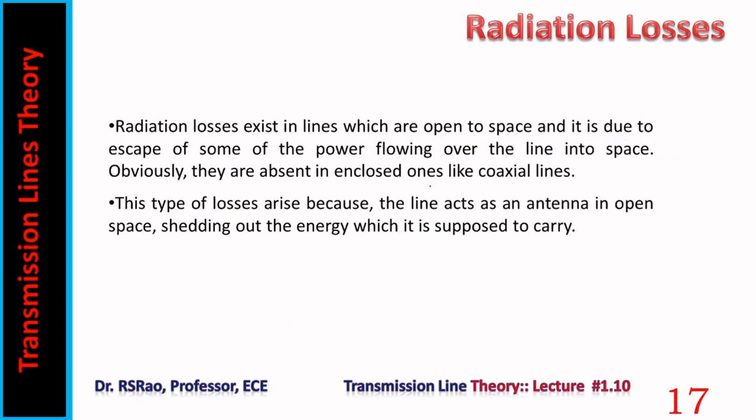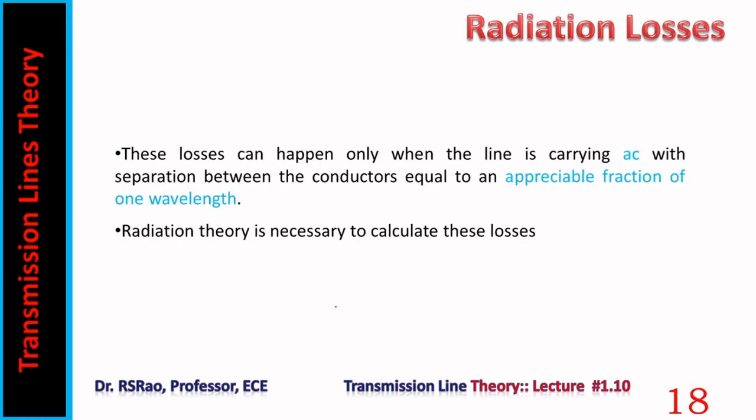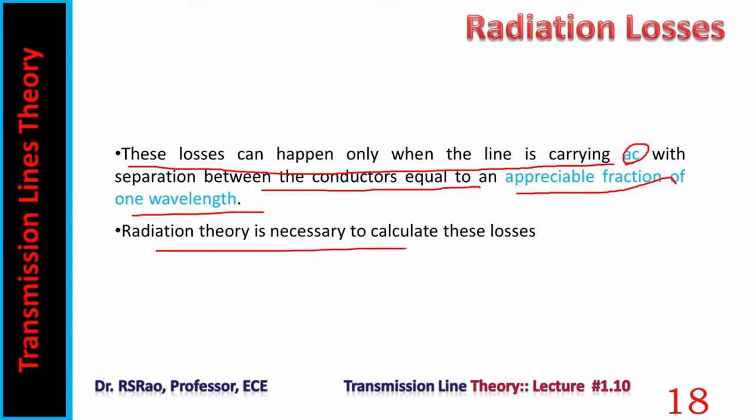A few points regarding radiation losses. Radiation losses exist in lines which are open to space, and are due to the escape of some of the power flowing over the line into space. Obviously, they are absent in enclosed lines like coaxial lines. This type of loss arises because the line acts as an antenna in open space, shedding out the energy which it is supposed to carry. These losses can happen only when the line is carrying AC, with the separation between the conductors equal to an appreciable fraction of one wavelength. Radiation theory is necessary to calculate these losses.